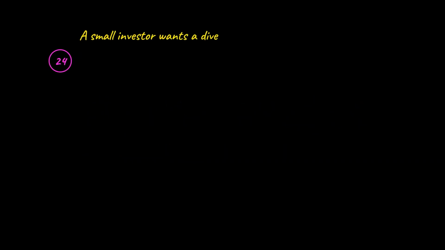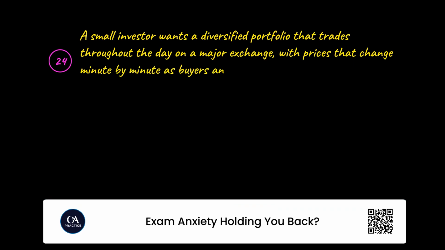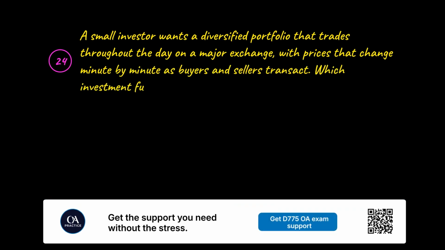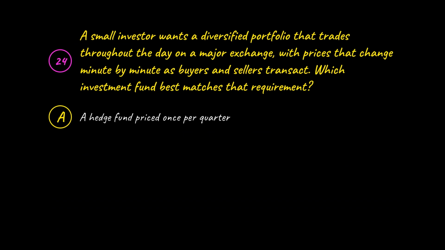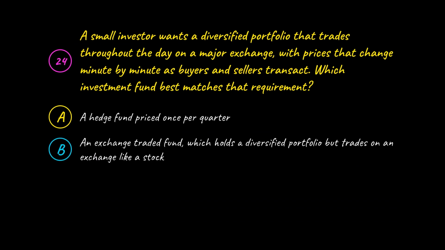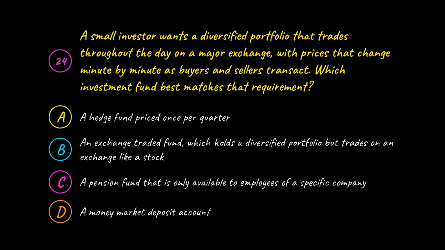Question 24. A small investor wants a diversified portfolio that trades throughout the day on a major exchange, with prices that change minute by minute as buyers and sellers transact. Which investment fund best matches that requirement? Your options are A, a hedge fund priced once per quarter. B, an exchange-traded fund which holds a diversified portfolio but trades on an exchange like a stock. C, a pension fund that is only available to employees of a specific company. D, a money market deposit account. Got a guess? Lock it in.